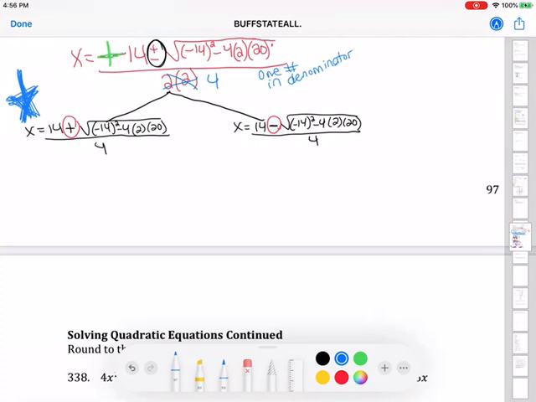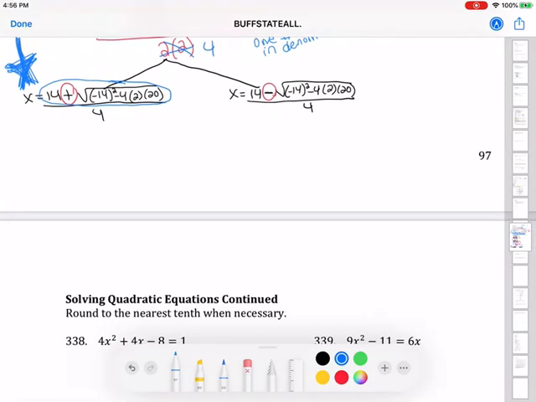So the problem with it, and it's actually not too bad, but all you need to remember to do is plug in the top first. Again, exactly how you see it. Parentheses everywhere you see them. So you're going to type in 14 plus the square root of parentheses negative 14, close your parentheses squared, minus 4 times 2 times 20. Then you're going to press enter. And it's going to give you the top number.